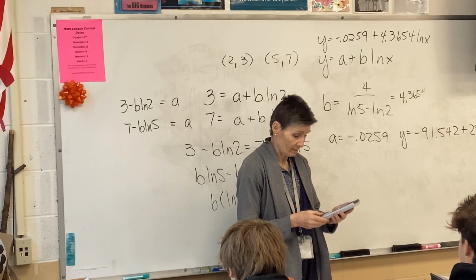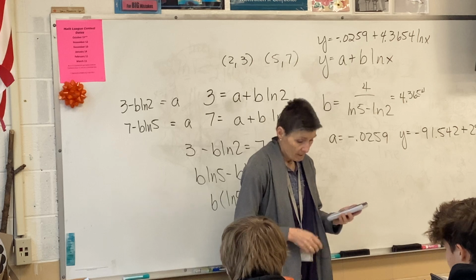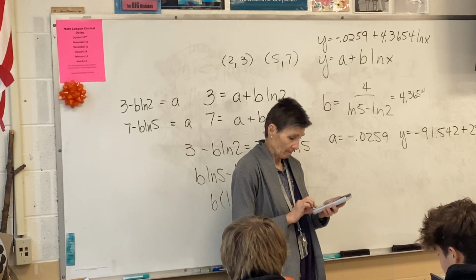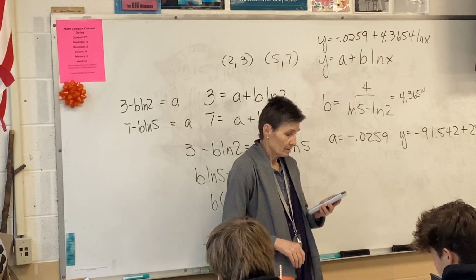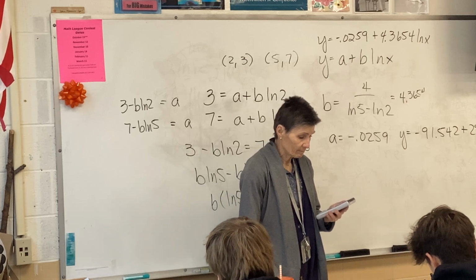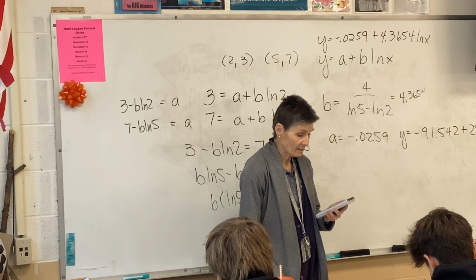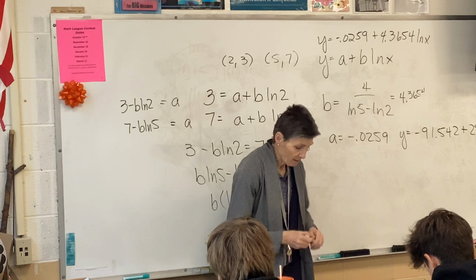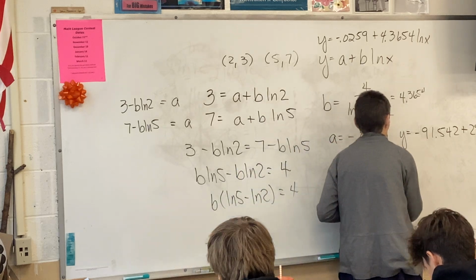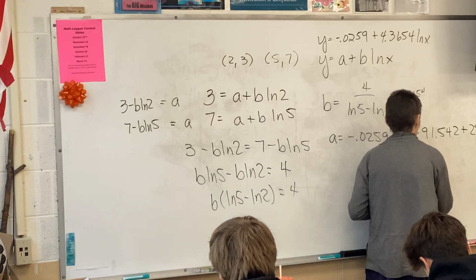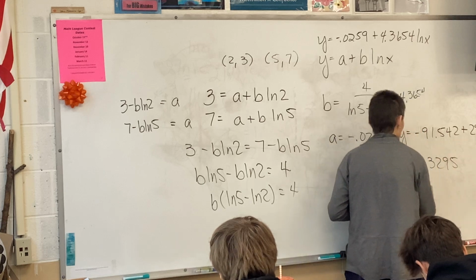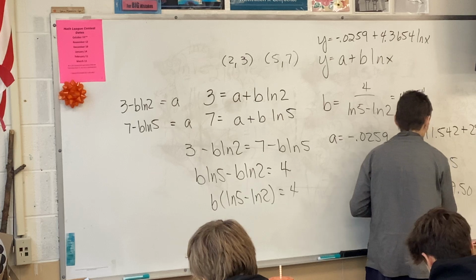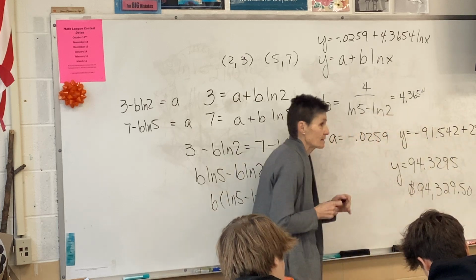Get Y. And we put in 500. Did you get 94.33 basically? 94.3295. Which would be $94,329.50 if we wrote it out as a dollar amount.